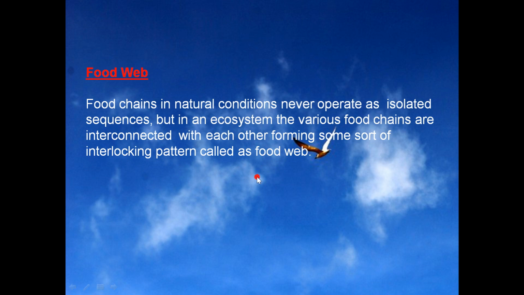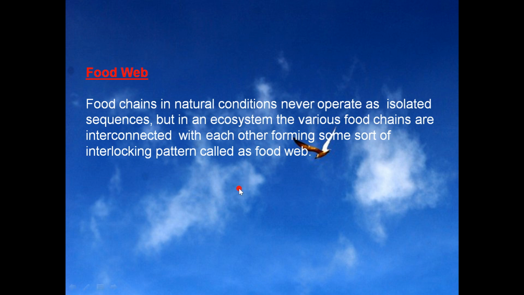Simple food chains are very rare in nature, and this is because each organism may obtain food from more than one trophic level. In other words, one organism forms food for more than one organism of the higher trophic level, which can eat it.